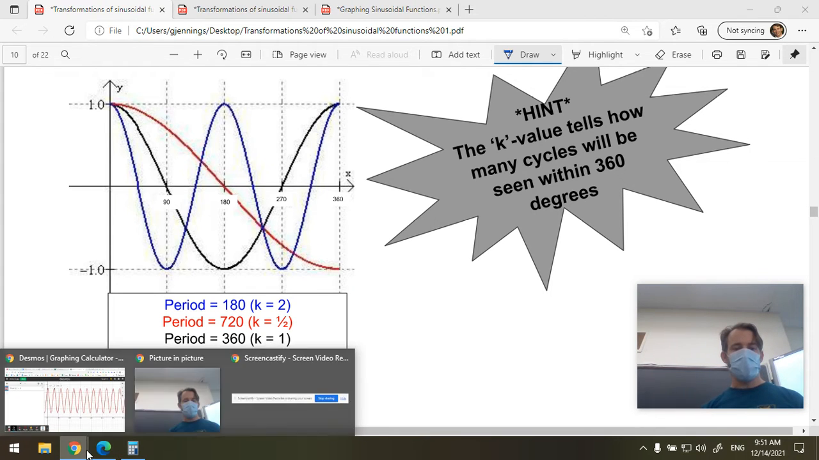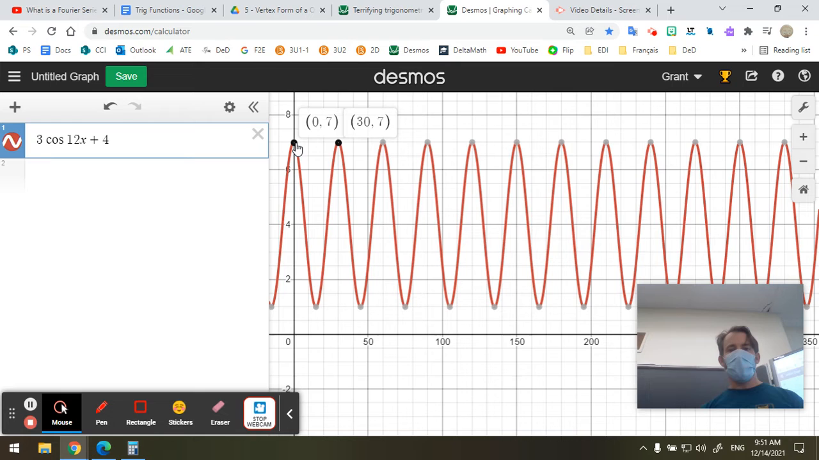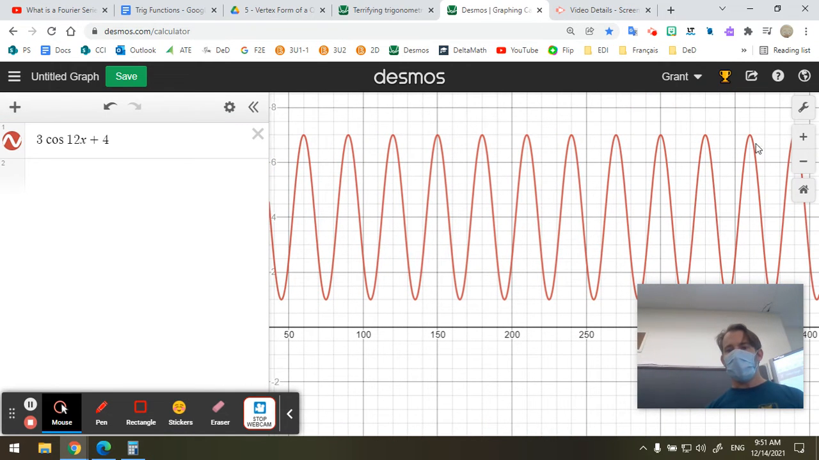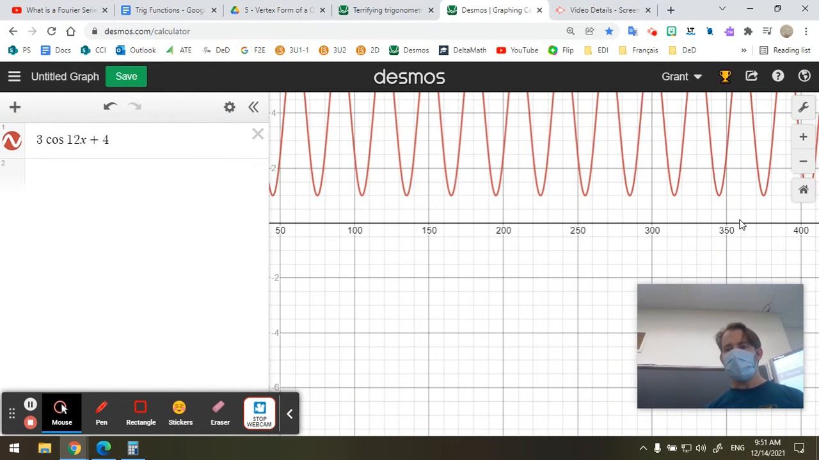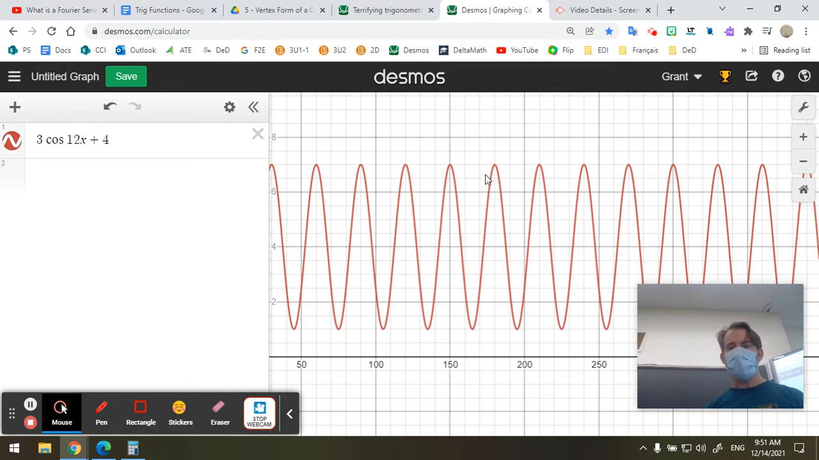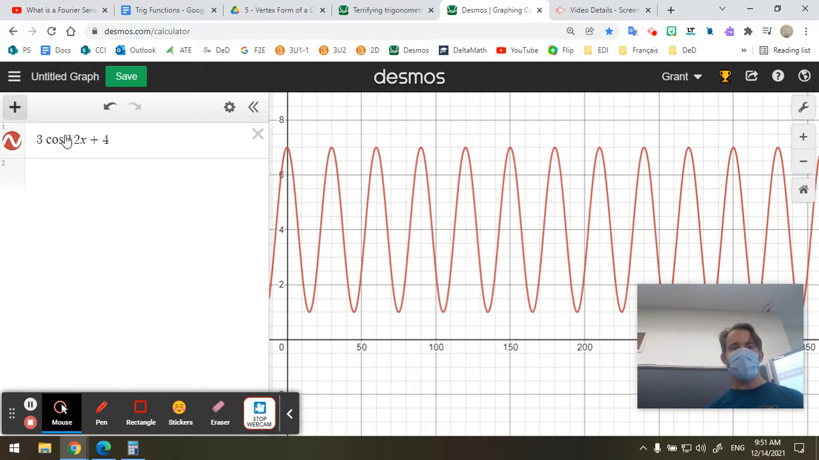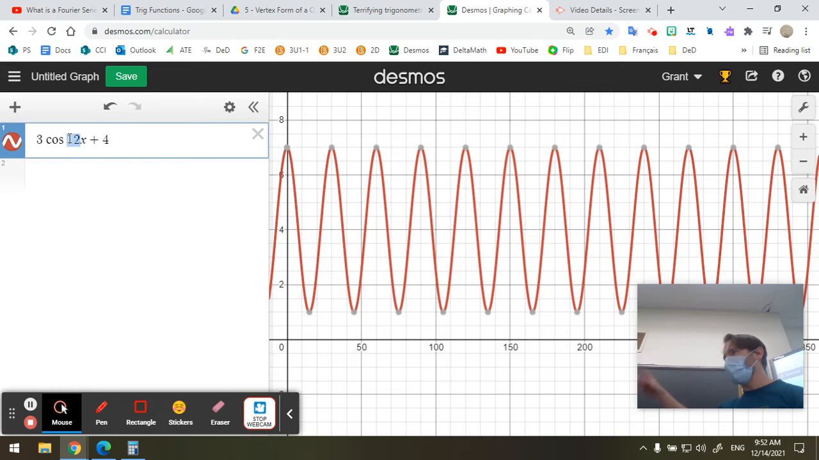So let's take a look at the example we were just looking at. Here we go. If we count them, this is one full cycle here, 2, 3, 4, 5, 6, 7, 8, 9, 10, 11, and then 12 is just on the edge of the screen there. That's the point 360. You see there, 360. And so we went through 12 full periods across 360x when k was 12. So it tells you how many bumps are going to be within the value 360.